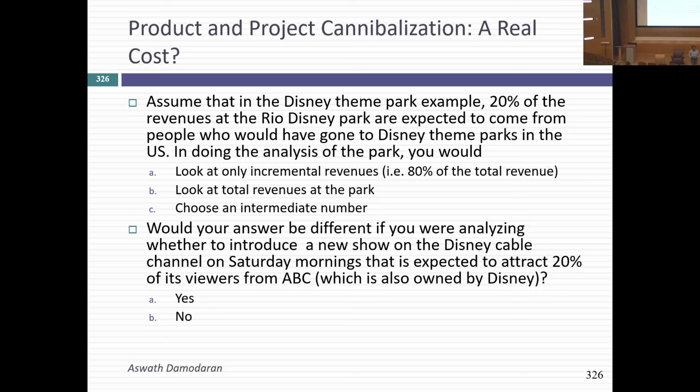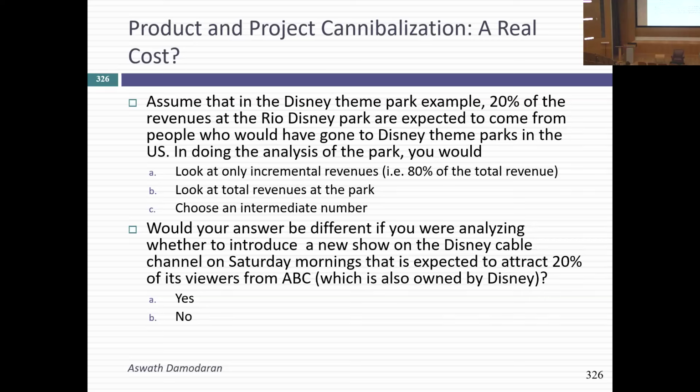Right? Let's go back to the Disney theme park being built in Rio. Now, when you build in Rio, you're going to draw a lot of tourists from Latin America, especially from Brazil, and I've counted that as part of my revenues and my cash flows. But let's play a game. Let's suppose this theme park never opens.